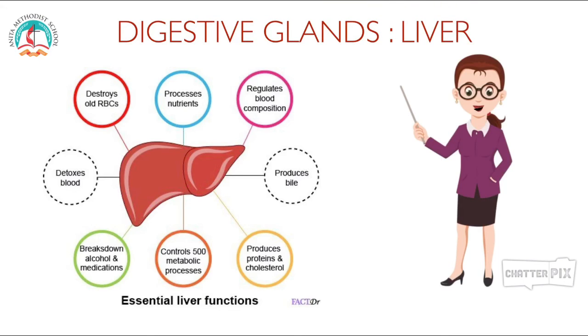Other important functions of the liver are destroying aging and defective blood cells, storing glucose in the form of glycogen, and also storing fat-soluble vitamins and ions. It detoxifies toxic substances and is involved in the synthesis of non-essential amino acids and urea.